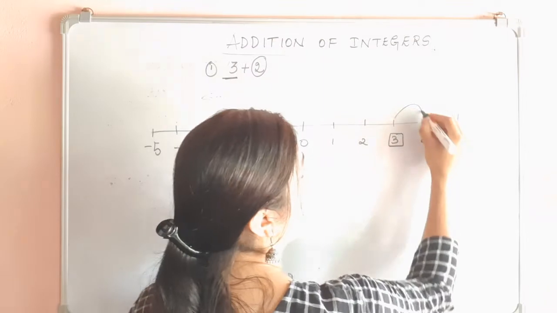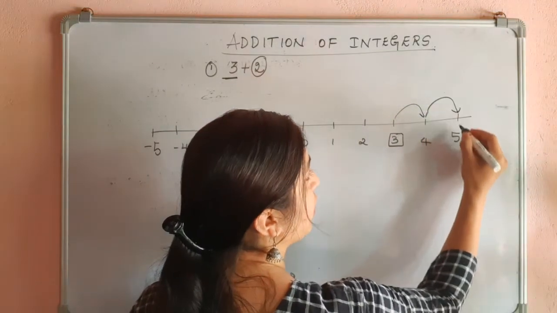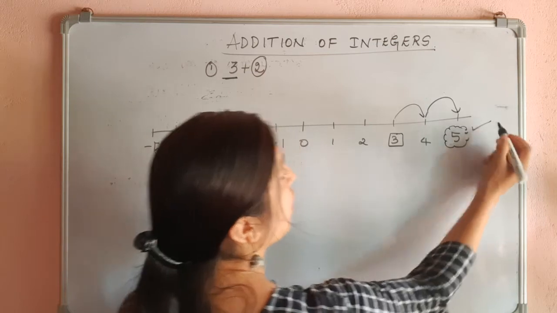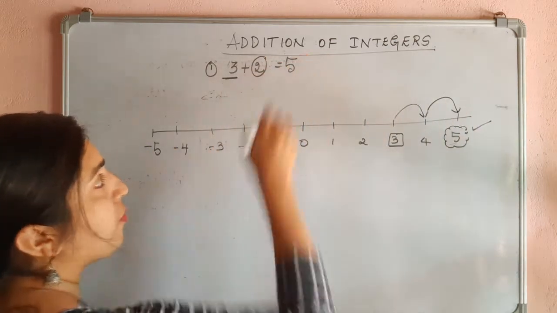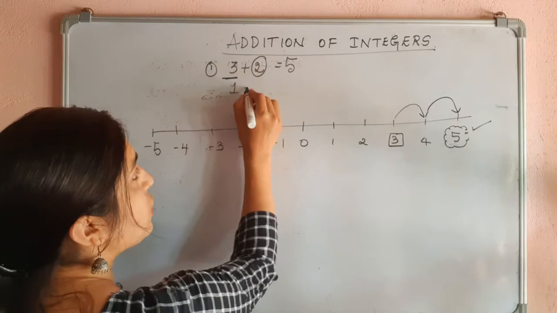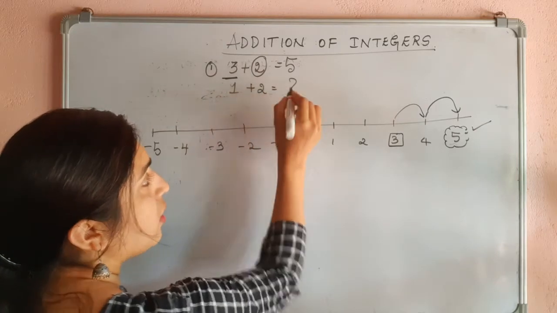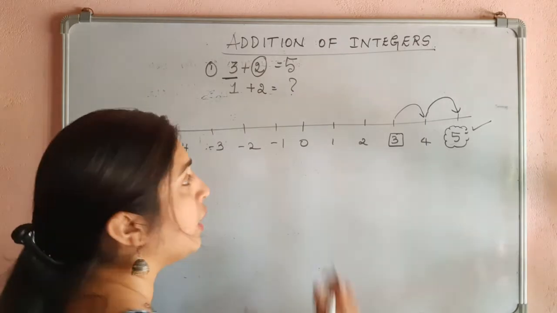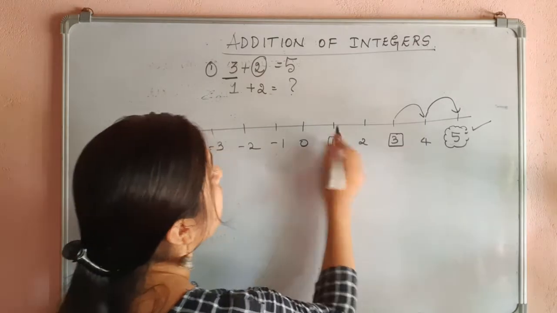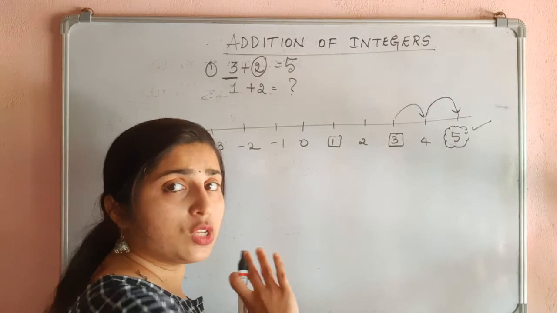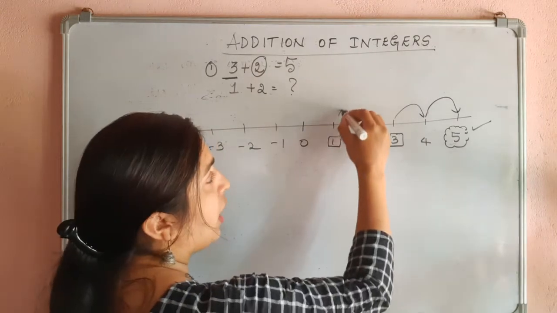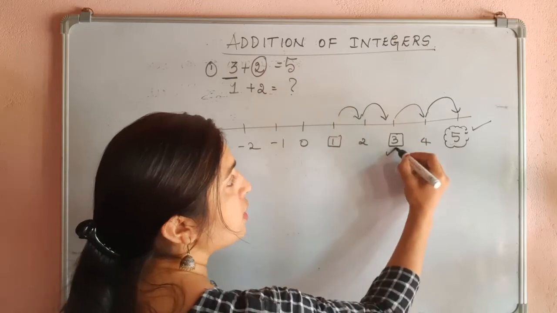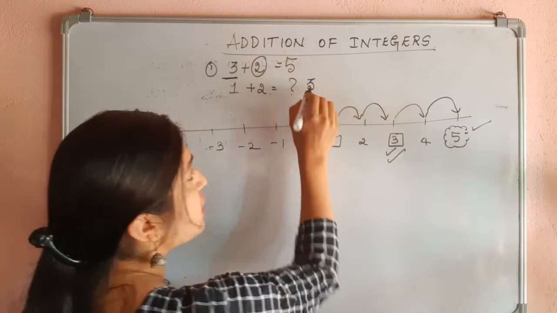So that means 1 unit, 2 units. So 1 and 2. Now mark this. This is 5. So the answer is 5. If I take 1 plus 2, what will be the answer? You know how to calculate it, but I am showing it on the number line. First mark 1. Next, positive integer, so move towards the right. I'll move here, and here. So 1 and 2. So this is the answer.